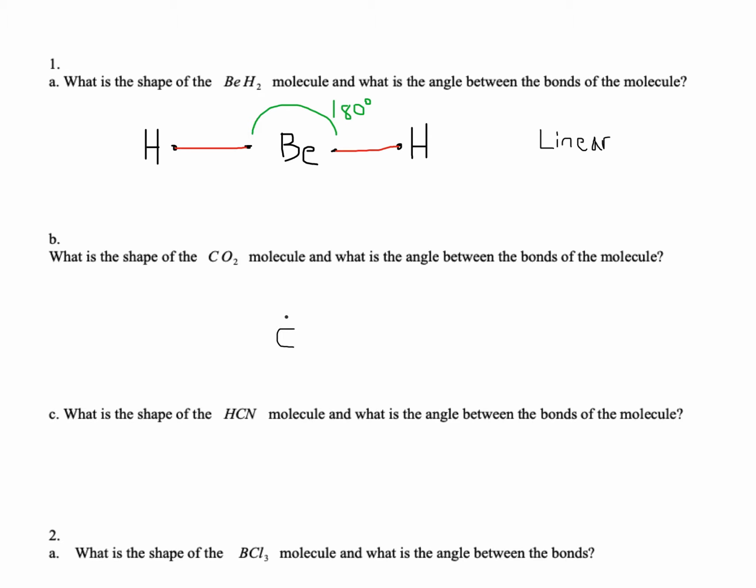So we'll have C. Now the carbon will bring 4 electrons to the table here. The oxygens will bring 6 each. Now in order to satisfy the octet rule, carbon is going to form 2 bonds with each oxygen here.